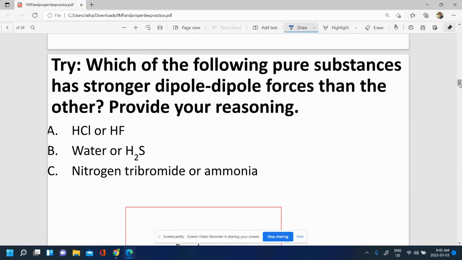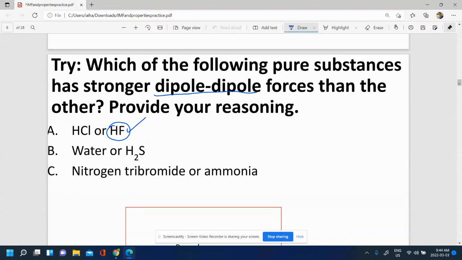Which of the following pure substances has a stronger dipole-dipole force than the other? Provide your reasoning. In each pair, we have to circle which one has the strongest. In this case, it could be a bit difficult to predict. But if we're talking about dipole-dipole forces, we saw that when you have HF, you can have a special type of dipole-dipole called a hydrogen bond. So likely, HF is the stronger dipole-dipole because you'll have hydrogen bonding, and it's also a more polar bond if you do the electronegativity difference.